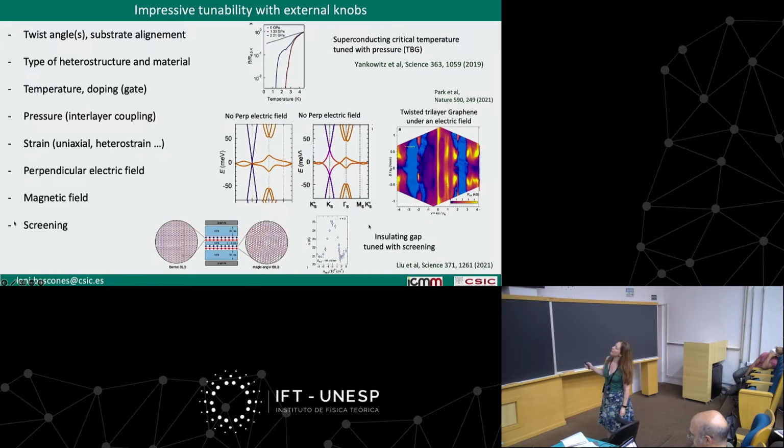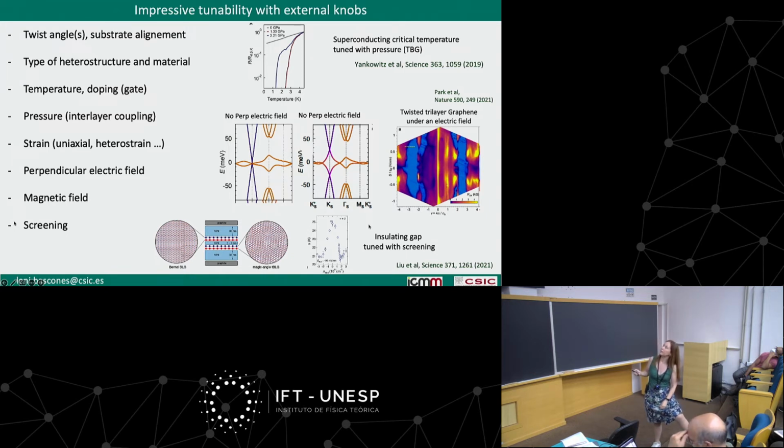Now, another important thing is the tunability of these systems. As I have said, we can play with the twist angle, with the substrate alignment, with the type of heterostructure and material, but we can also change the correlated state with the temperature, with the doping, with the gate. We can apply pressure to change the interlayer coupling. We can also apply strain and change the system. We can apply a perpendicular field, which I'm going to mention, that can really alter our band structure, or a magnetic field, or also control the screening.